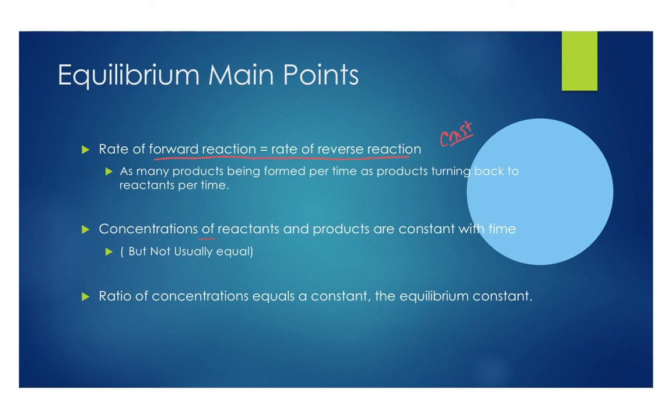The concentrations of reactants and products are constant with time at equilibrium, but not usually equal. So you can have different amounts or different concentrations of the reactants and products. They just don't change once you get to equilibrium, and that's the equilibrium position. And the ratio of those concentrations equals a constant, known as the equilibrium constant.